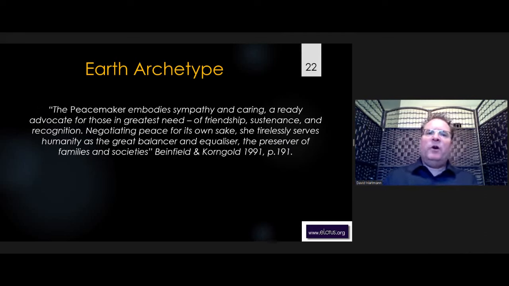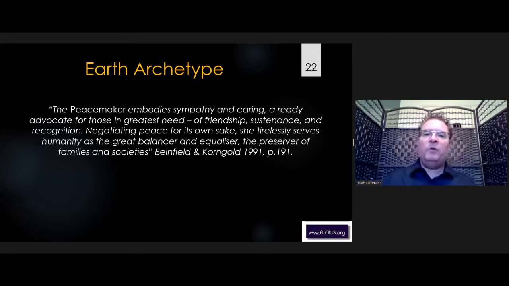So an Earth archetype, which in the Beanfield and Korngold textbook they referred to as the peacemaker. The peacemaker embodies sympathy and caring, a ready advocate for those in greatest need of friendship, sustenance, and recognition. Negotiating peace for its own sake, she tirelessly serves humanity as the great balancer and equalizer, the preserver of families and societies. Again, pretty hard to find a much better quote to sum up what an Earth archetype is.